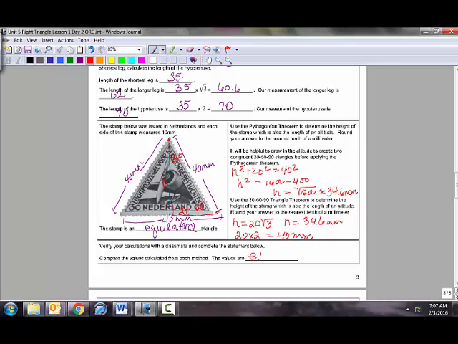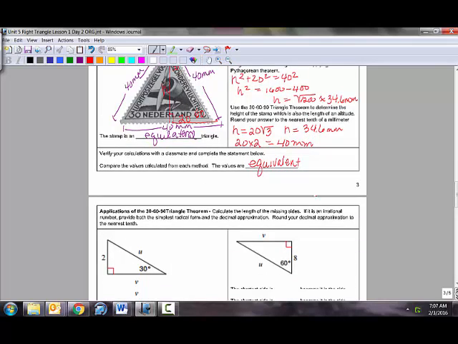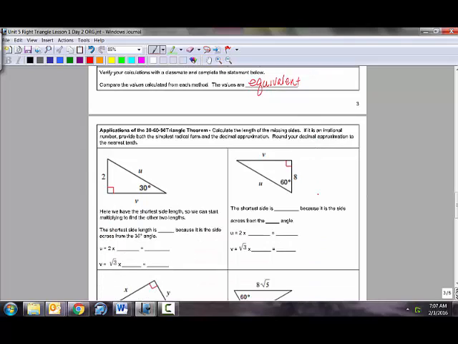And when we look at our calculations from the two methods, like yesterday, we noticed that they are equivalent. This will give me 3 square roots of 2, and that's the measure of both sides. These are really not a lot of work at all. 30, 60, 90 triangles.